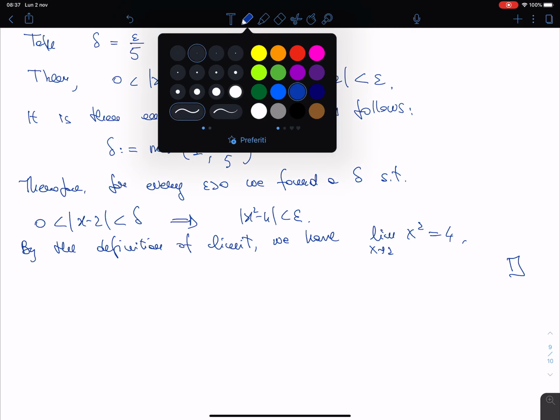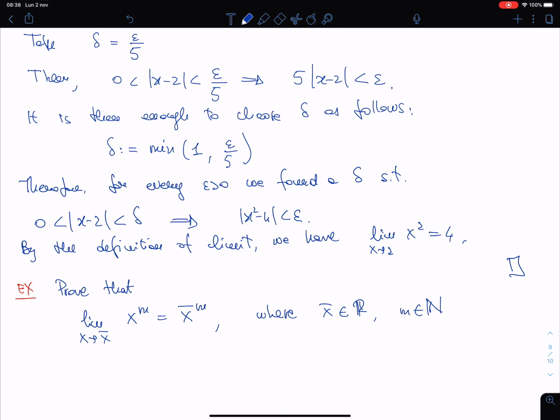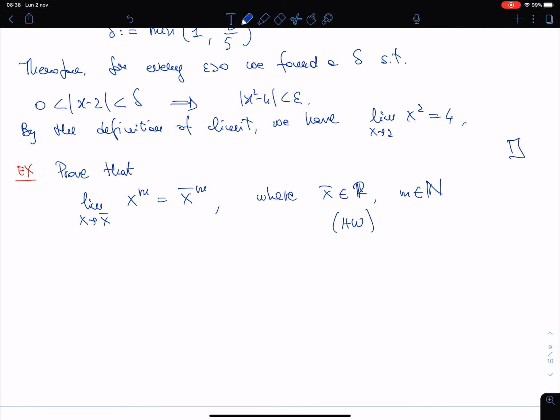So, a pretty analogous exercise to this is the following, completely analogous also in the procedure for the solution. So, prove that the limit for x going to x bar of x to the power m is x bar to the m, where x bar is a real number and m is a natural number. If m is not natural, this becomes a bit tricky. Okay, and I will tell you what to do when we will study continuity and exponential. However, it is not so natural, and this is homework for you.